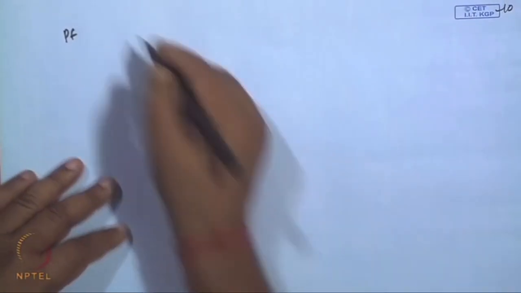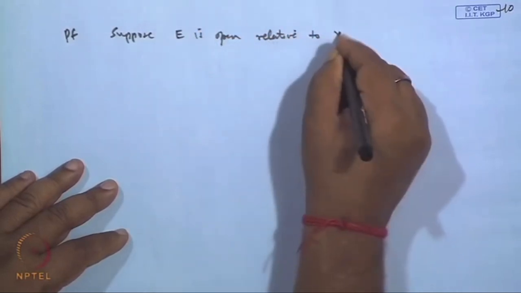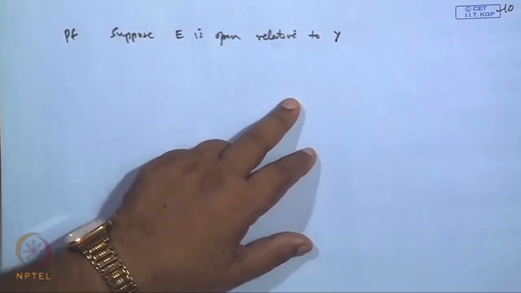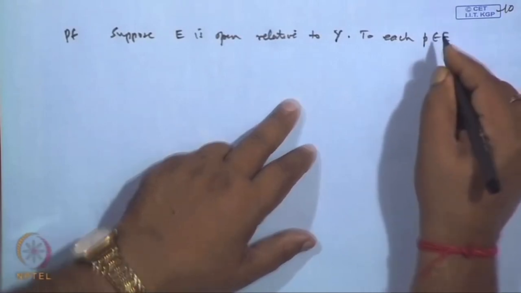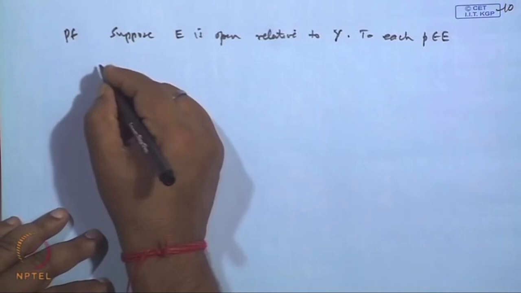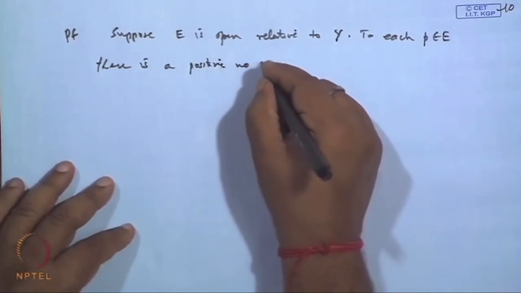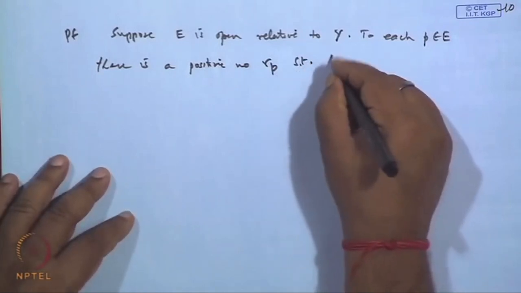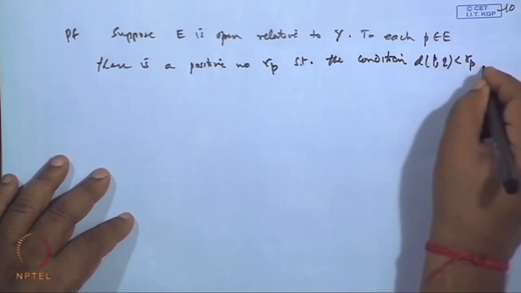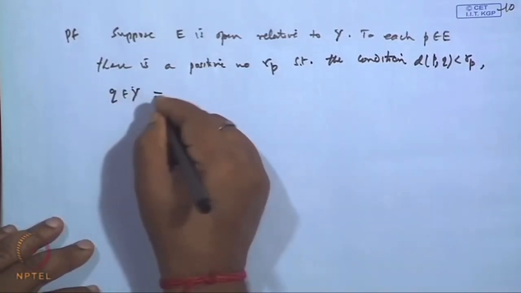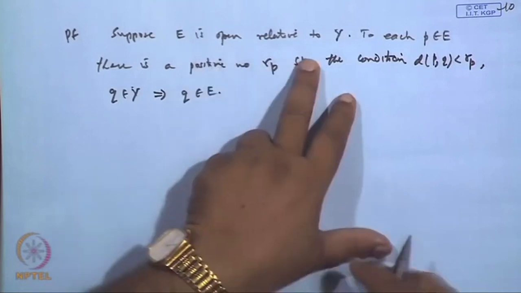Suppose E is open relative to Y. We want to show E will be of this form. By the definition of open relative to Y, for each P belongs to E, there is a positive number, say R_P, such that the condition d(P, Q) less than R_P, where Q belongs to Y, implies that Q will be in E. This is by definition when E is open relative to Y.